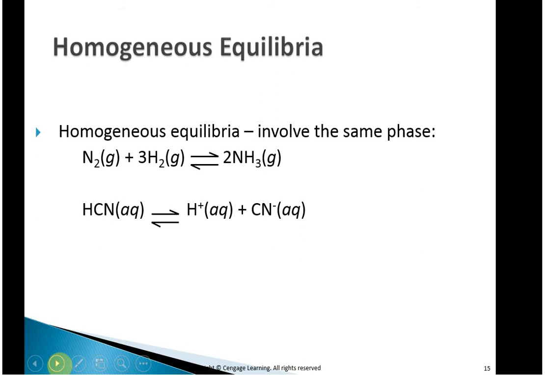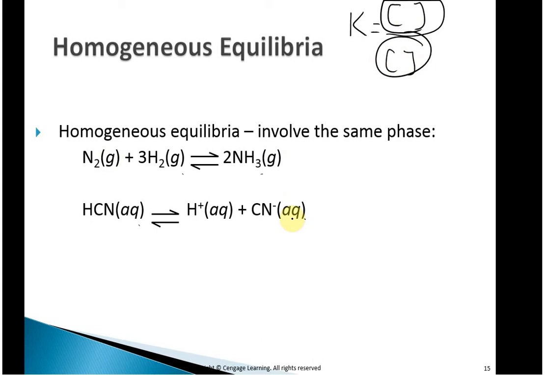Now, homogeneous equilibria are pretty easy to deal with. That means all gaseous or all aqueous components. The equilibrium constant deals with concentrations. Because you can only talk about molarity in terms of gases or something that is dissolved, you cannot use liquids or solids. So it has to only be gases or aqueous species that you plug into this. Go ahead and hit pause and write your K for both of these reactions.